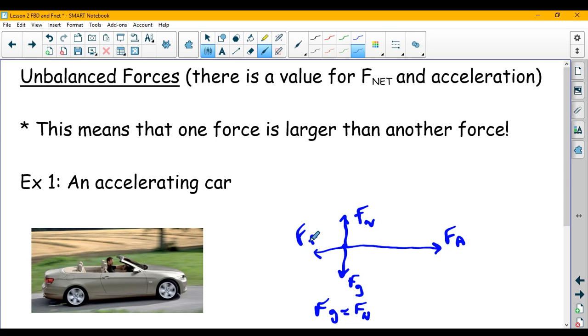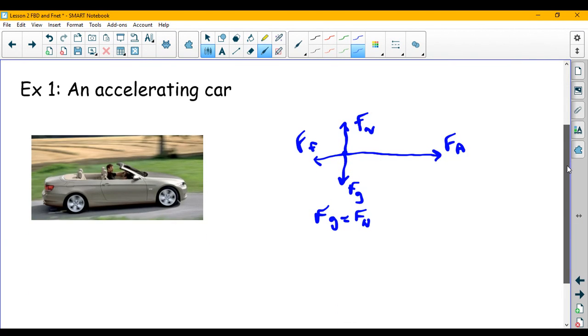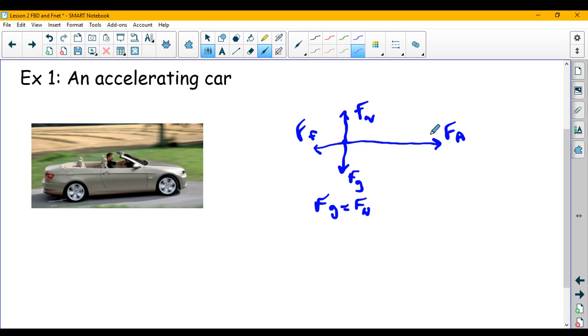When you draw unbalanced forces, exaggerate them a bit. Make sure it's clear which is bigger than the others. When being marked on these kinds of questions, if you have to guess, that's not so good.